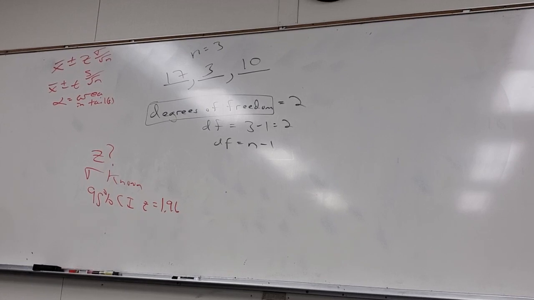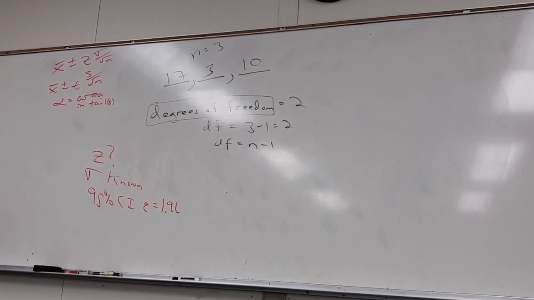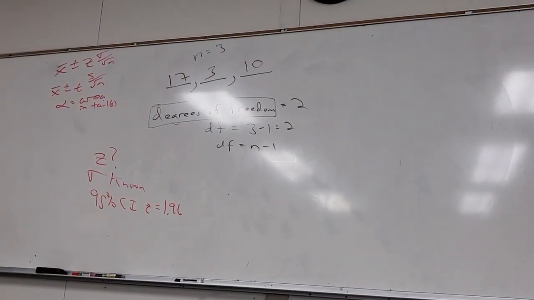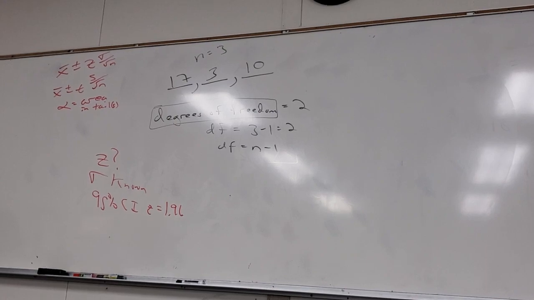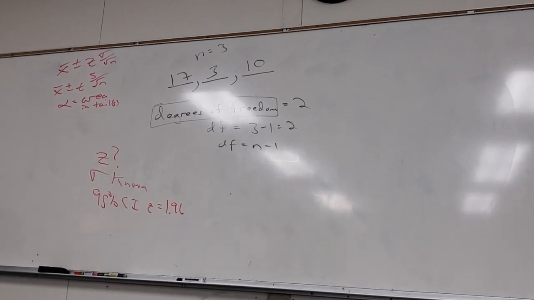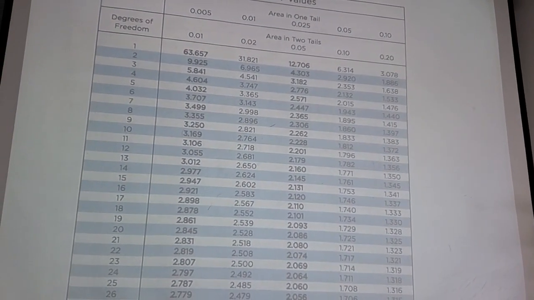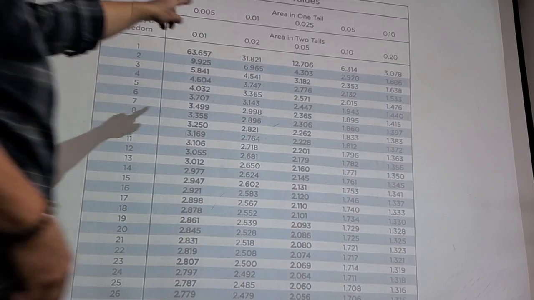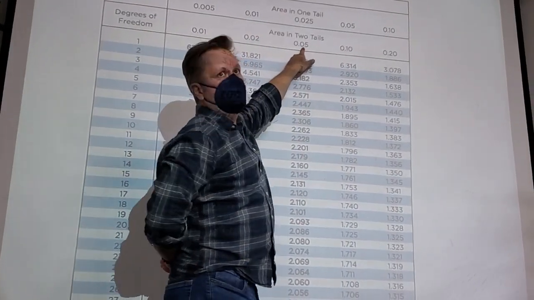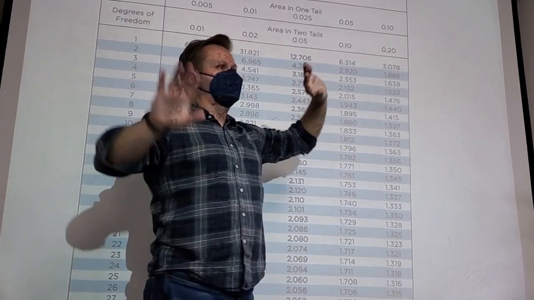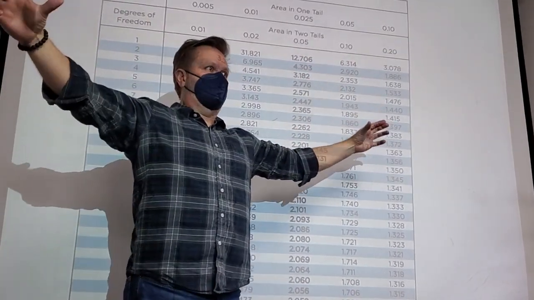So look real quick. Do you see the top 2 rows? That says area in 1 or 2 tails, right? Which column are we going to look at for 95% confidence? What's the area in 2 tails for 95% confidence? Yeah, 0.05, right? So I'm going to look right there. That means 95% confidence interval, because a 95% confidence interval is going to have 5% outside.